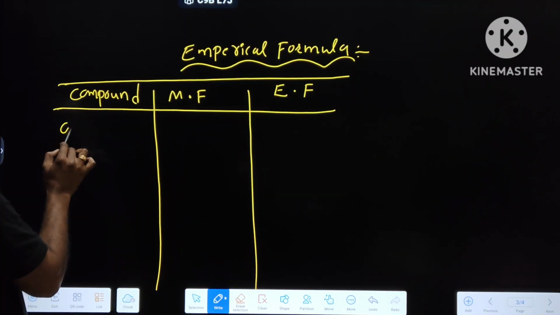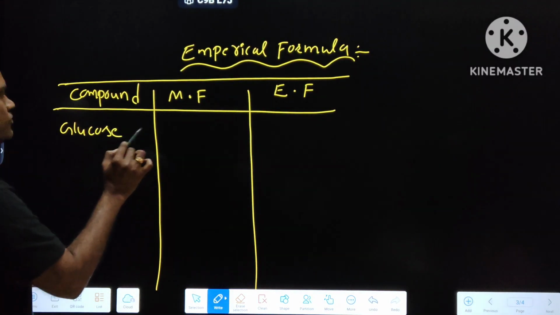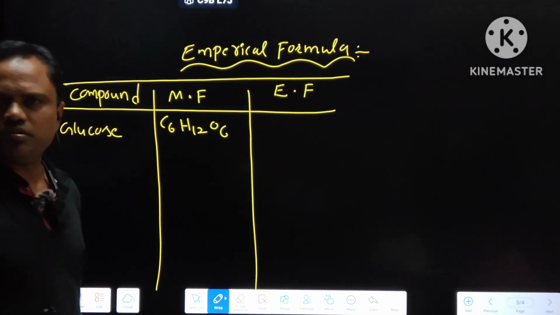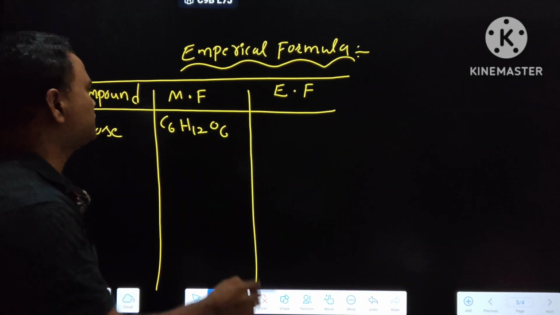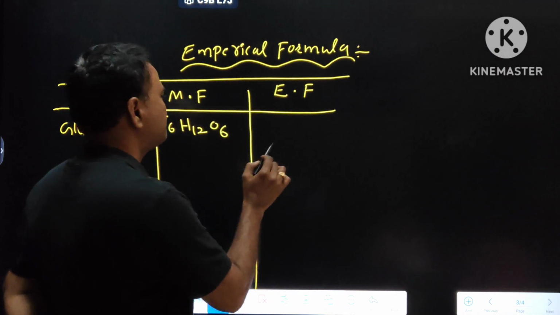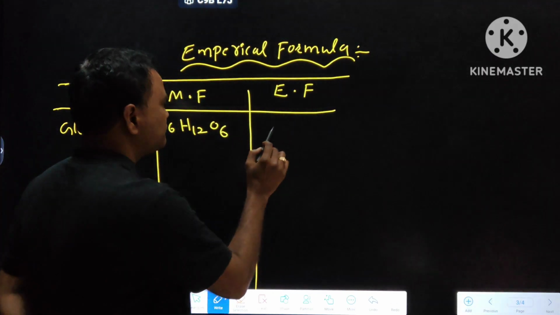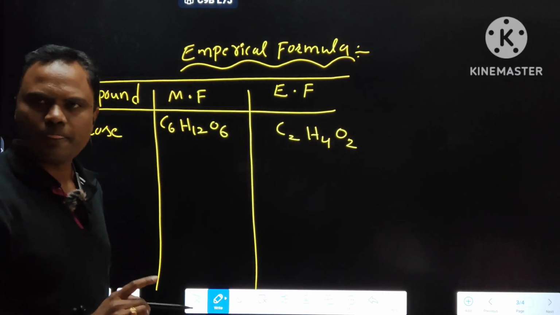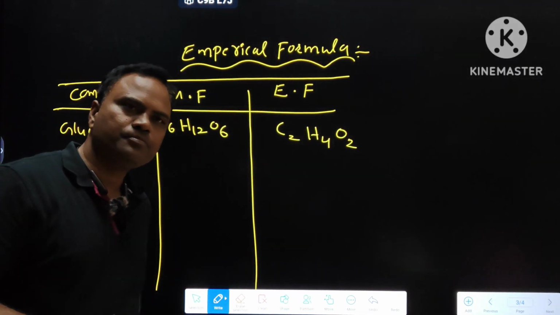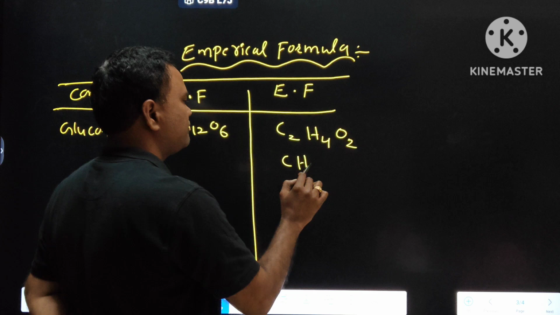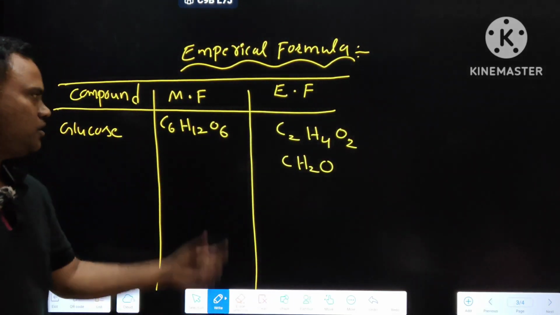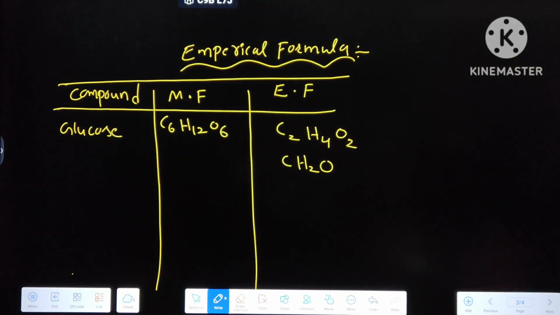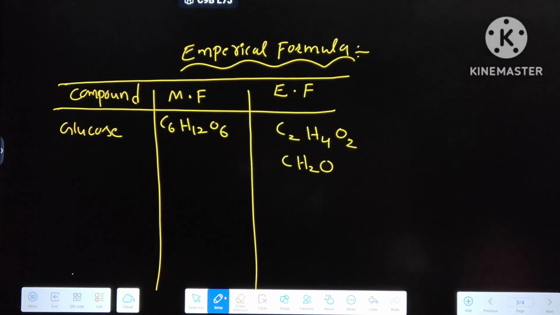What is glucose formula? C6H12O6. Do one thing, Shweta. Divide this with 3. C2H4. Okay. Divide with 6. See, this is a molecular formula. These two are other formulas obtained by dividing with some numbers.